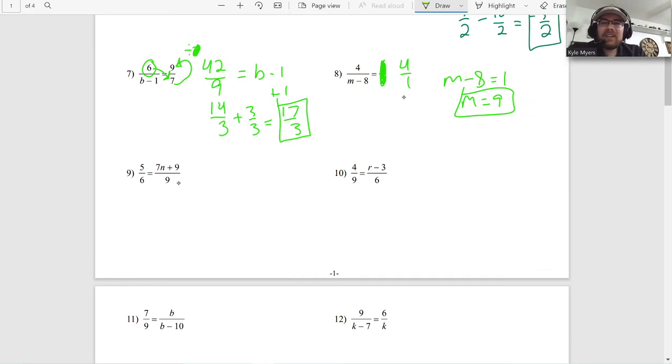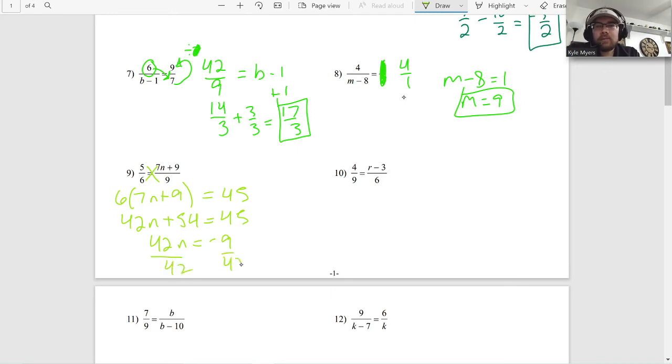6 to 9, and there's not really a nice number, kind of-ish, but not really. So let's go ahead and do cross multiplying on this one. Why not? So cross multiply here. This would be 6 parentheses 7n plus 9 equals 45. So then we want to distribute, so that's 42n plus 54 equals 45. Subtract 54 on both sides. So that's actually going to be negative 9. And then divide by 42. And then this is going to simplify to negative 3/14.